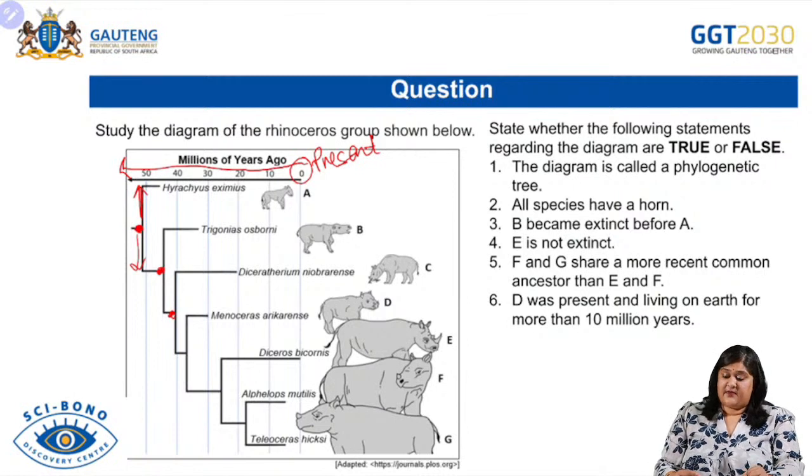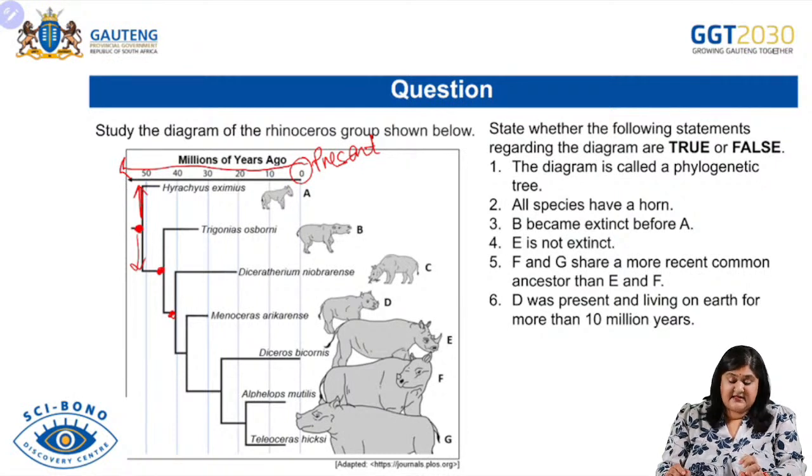This is true and false. State whether the following statements regarding the diagram are true or false. The diagram is called a phylogenetic tree. Is it true or false? Yes, it is true. It's showing you all the reasons why it is a phylogenetic tree. Okay, so I'm going to put T for true. We're going to see later if we're correct.